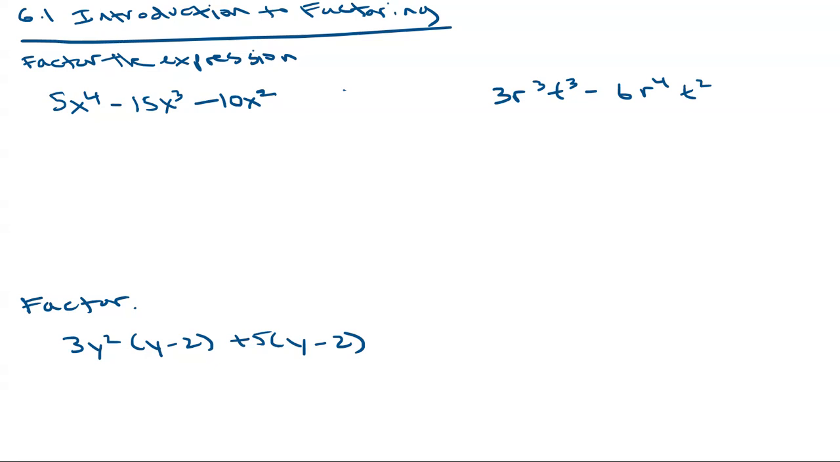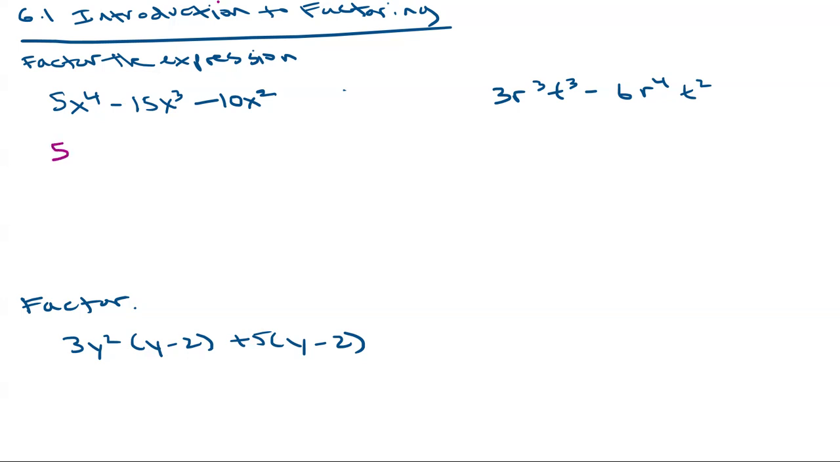Okay, so if we look at the first one here, let's look at the coefficients, which are 5, 15, and -15 and -10. What will be the greatest common factor between those three numbers? 5. Very good, right? So 5 is the greatest common factor between them. So I can pull out a 5.